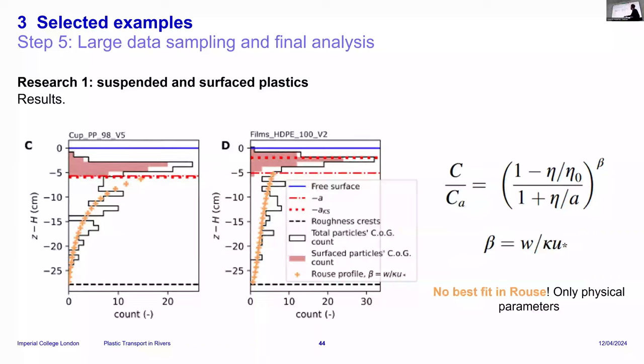Good. What do we see? Well, that these profiles, the Rouse profiles for suspended transport, are reproducing our data very well, just with physical parameters, up to a certain level. Here it is not so obvious, but I include it as well. In this way, it's more obvious, where suddenly we have an overconcentration close to the free surface. Good. What do you think is happening here? Any hints?